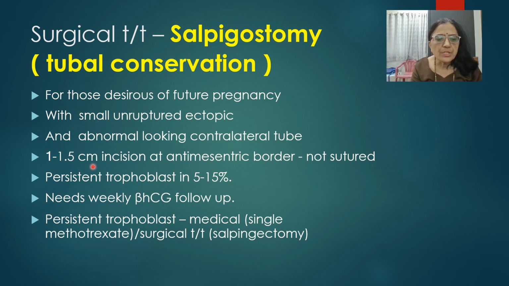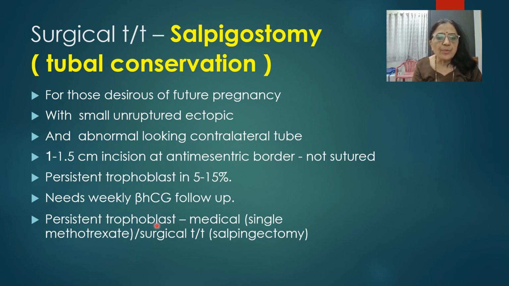What is done in this procedure is a 1 to 1.5 centimeter incision is given over the fallopian tube at the anti-mesenteric border. After removal of the products of conception, this incision is not sutured. Persistent trophoblastic activity is seen with this procedure in 5 to 15% of patients. For this reason, it needs weekly beta HCG follow-up till beta HCG becomes undetectable.